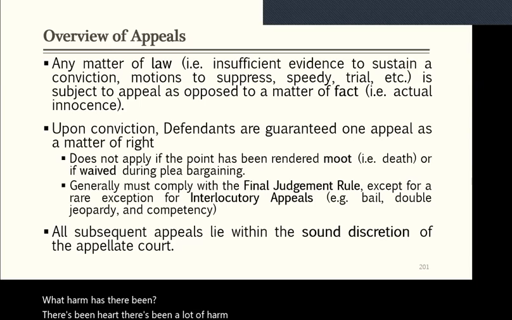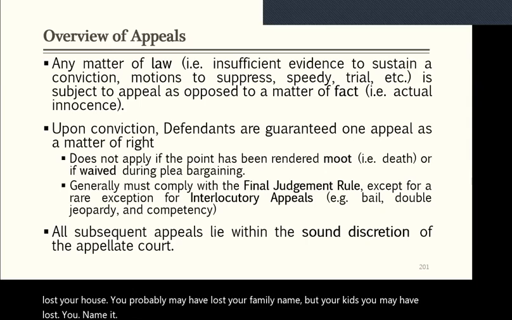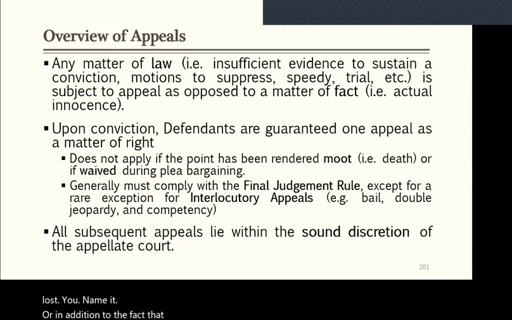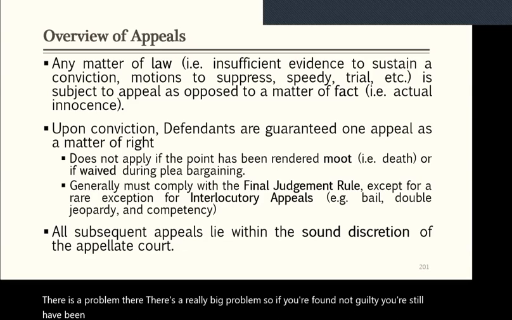You probably lost your job. You probably lost your house. You may have lost your family. You may have lost your kids. You may have lost, you name it, right? In addition to the fact that you are being held and you can't leave, right? There's a problem there. There's a really big problem. So if you're found not guilty, you still have been harmed fundamentally by the system in an irreversible manner.